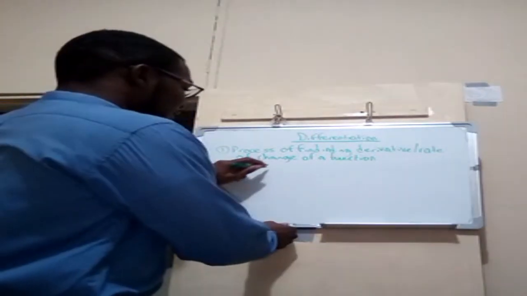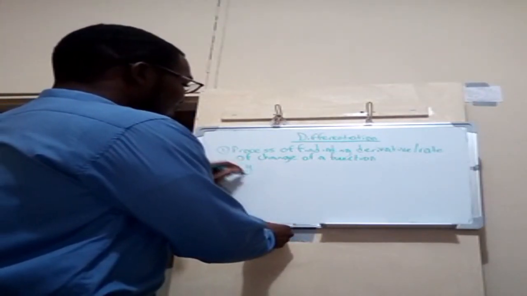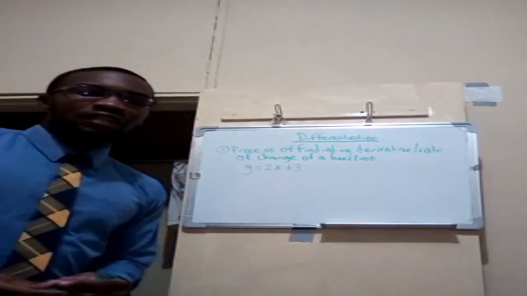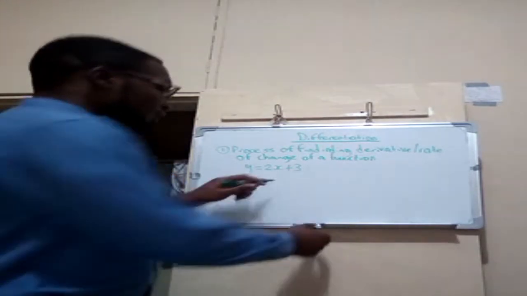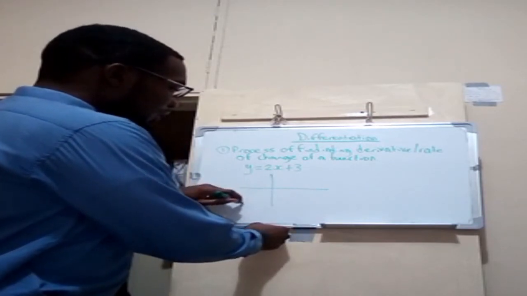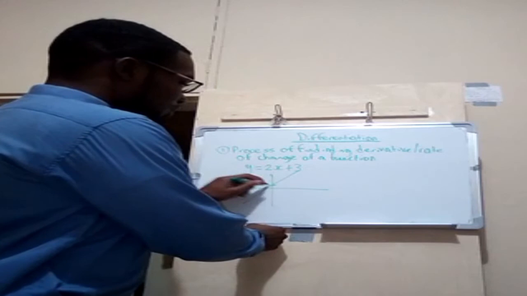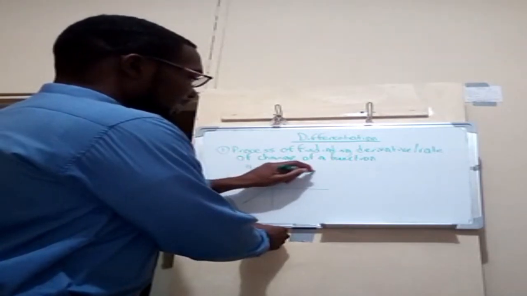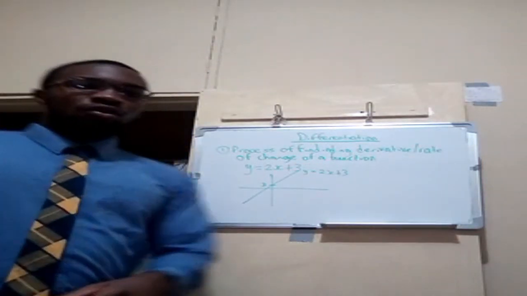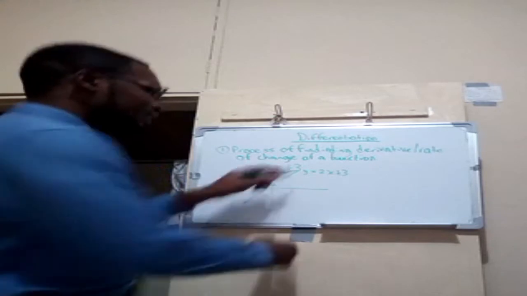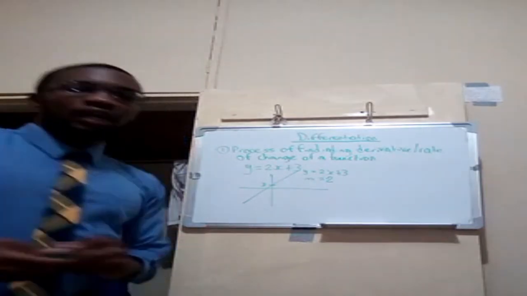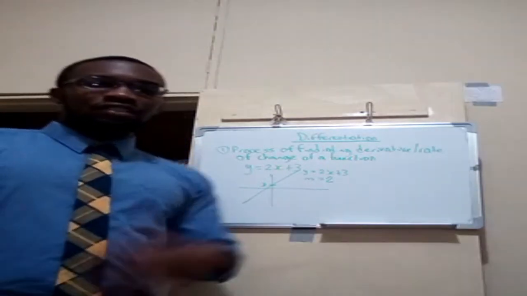So let's say we have the line y equal to 2x plus 3. The line y equal 2x plus 3 looks like this, right? And it passes through the point 3. So this is the graph of the line y equal 2x plus 3, right? Now, the gradient m of this line is equal to 2, alright? And so the gradient of the line is 2.